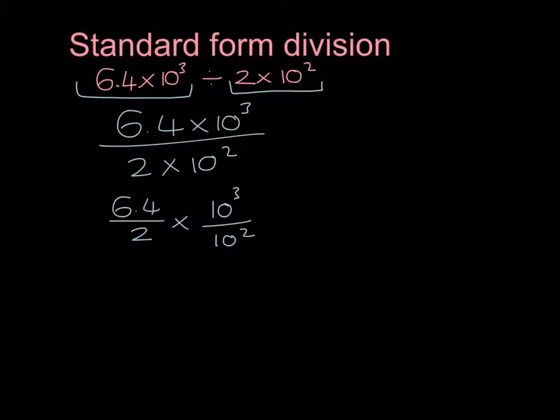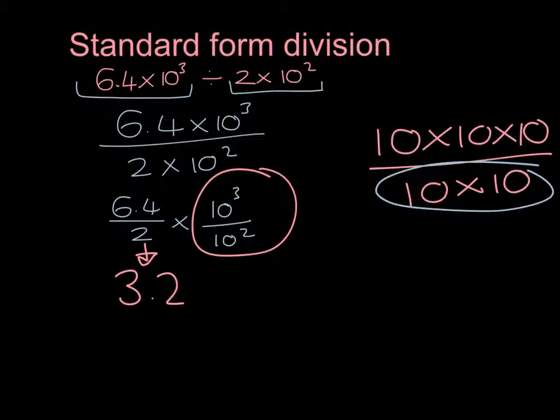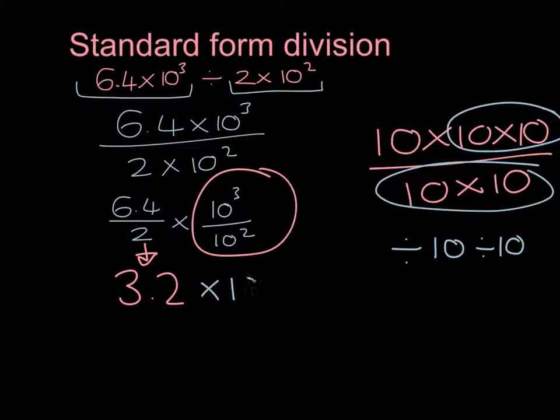So 6.4 divided by 2, half of 6.4 is 3.2, that's that part. And now remember, for this part, I could show it like this, 10 times 10 times 10 divided by 10 times 10. I can see that I've got times 10 times 10 common to both, so I can divide top and bottom by 10 and then by 10 again, and it will just leave me with the one power of 10, so times by 10. Now it is just one power of 10, so I will need to put the 1 there just to keep it in standard form, so 3.2 times 10 to the power of 1.